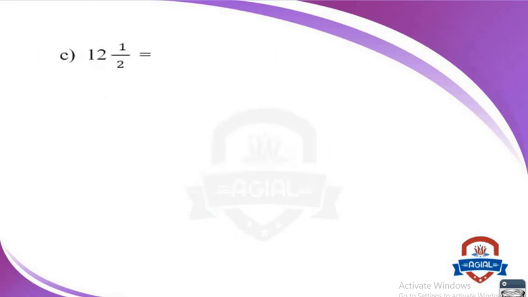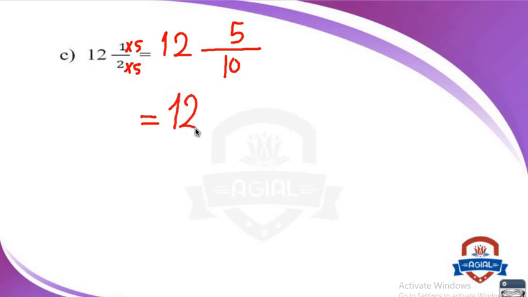Okay, another example, 12 and 1 over 2. I'll change it. Yes, it's easy. I write 12. How can I change from 2 to 10? Multiply by 5, multiply up by 5. 1 times 5 equals 5, 2 times 5 gives me 10. It's very easy. So I write the whole number as it is. 0.5 over 10 means 0.5. It's very easy.